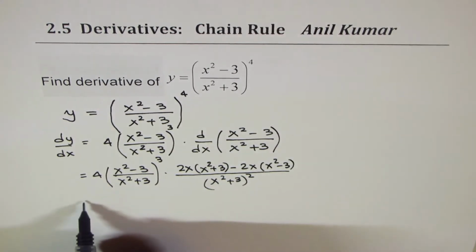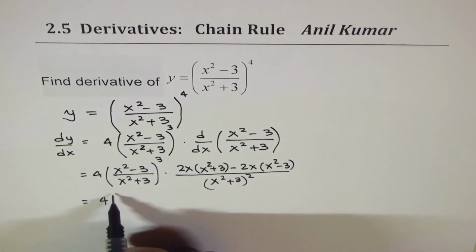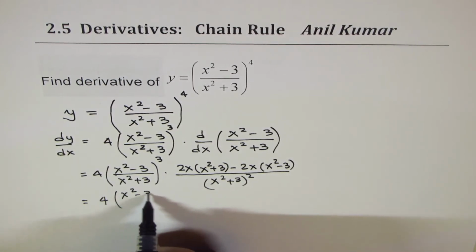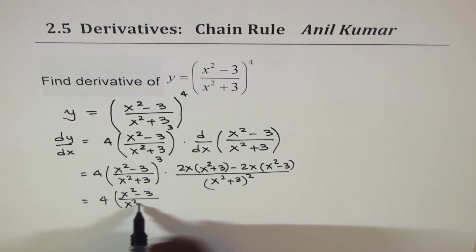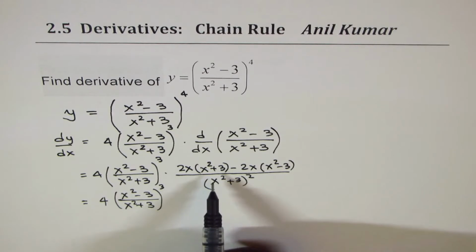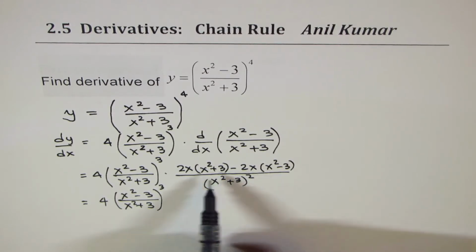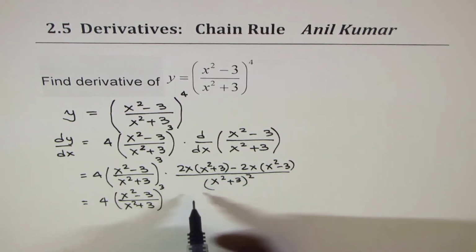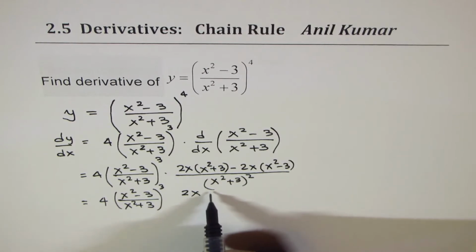Got it? Now this could be simplified. So we have x squared minus 3 over x squared plus 3 whole cubed. And here we can take away something common, which is 2x. 2x is common. So we'll take 2x common.